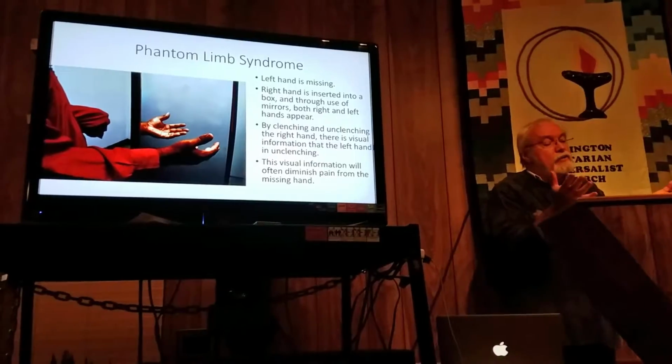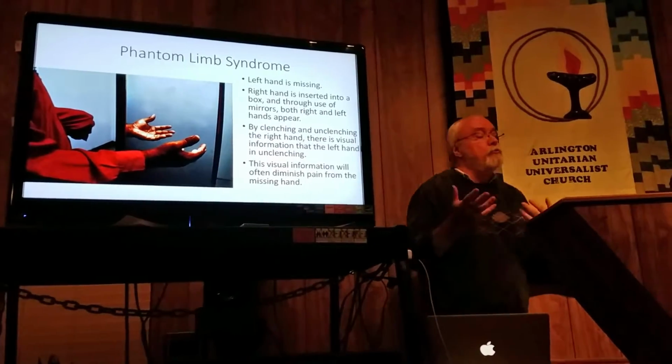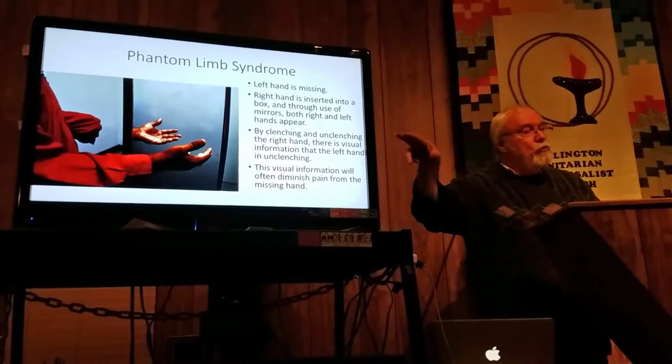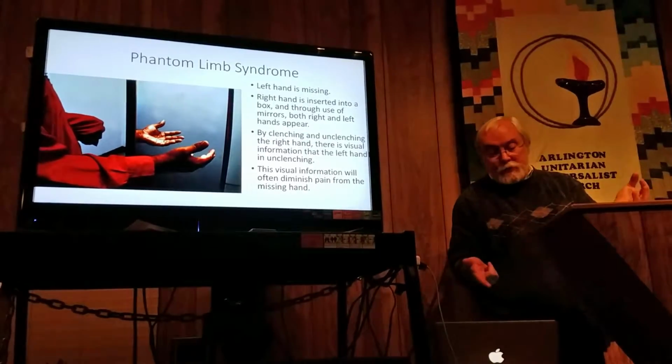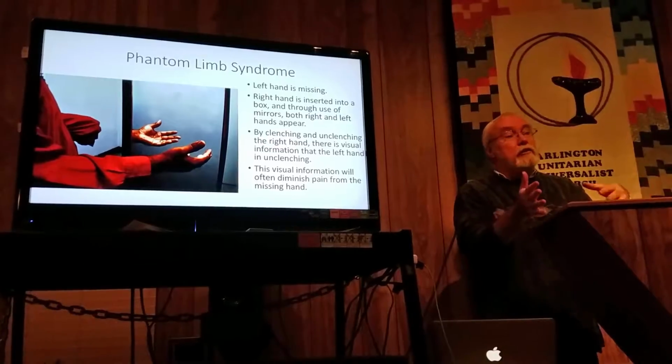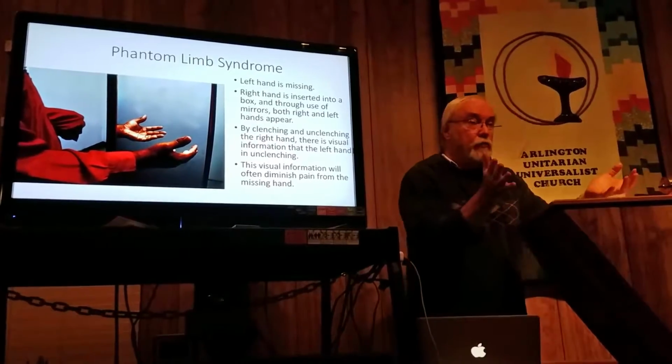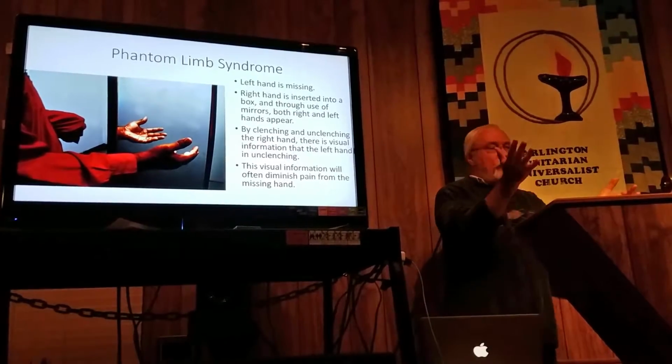Okay. The right hand is inserted into a box, and through the use of mirrors, the visual perception is that both the left and the right hands are present in the box. And if you look at that picture, you can see there's a mirror image. It looks like there's a left hand there. Well, that's really just a mirror of the right. But if you're looking at it, it's like, okay, right hand, left hand.